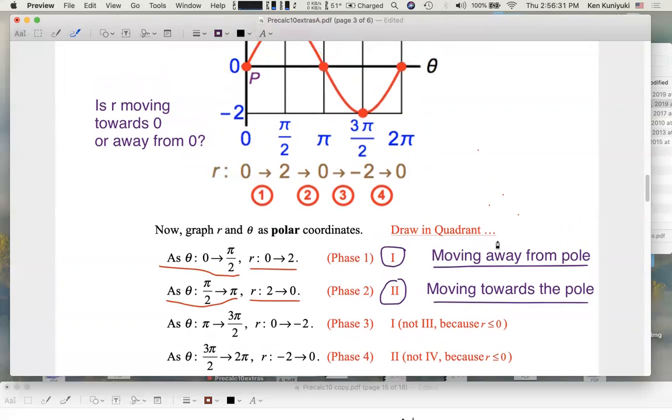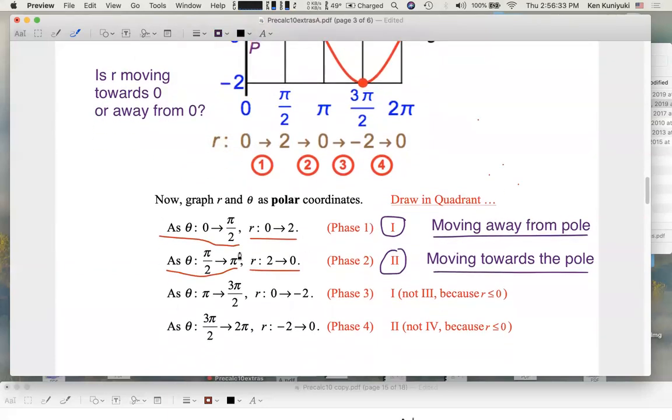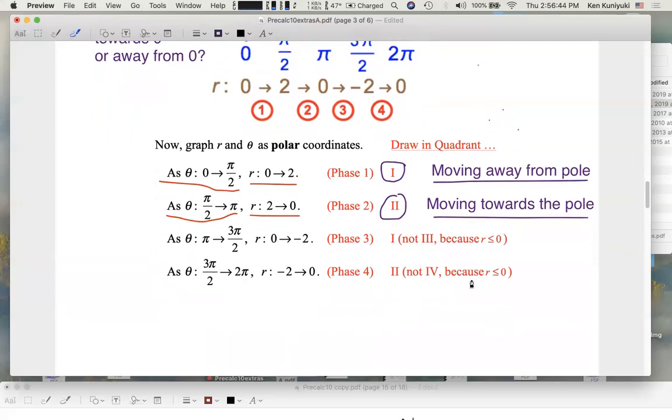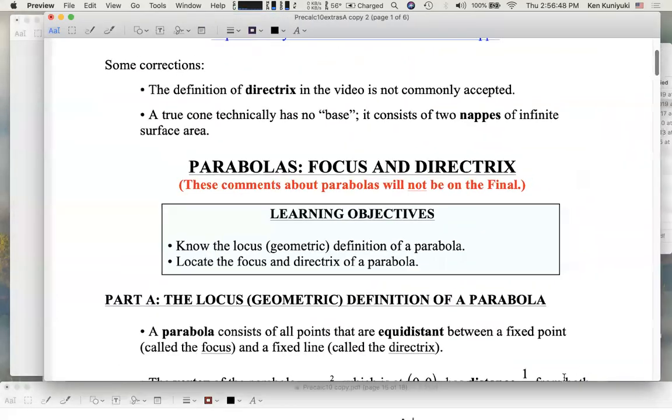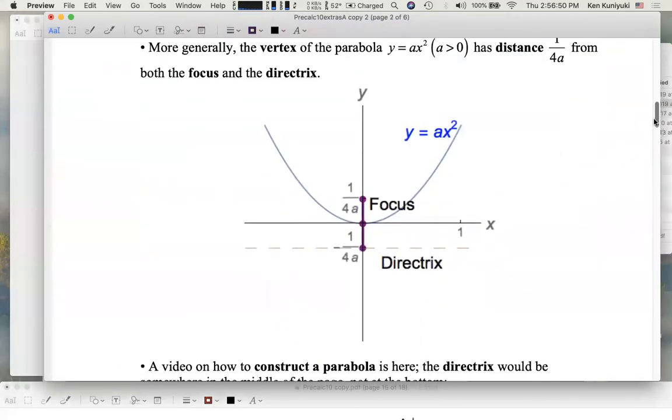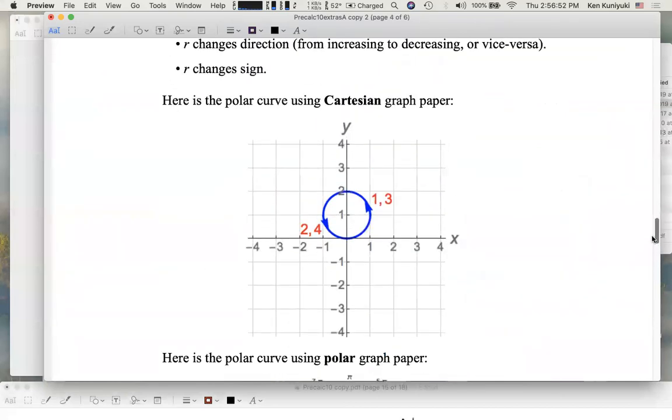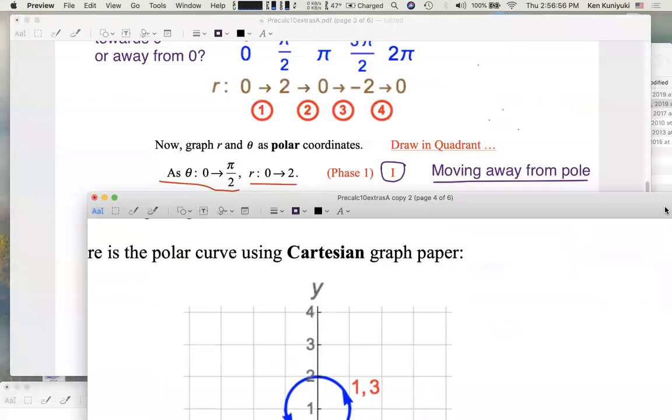All right. So let's see what we have so far. First, r increases from 0 to 2. We're moving away from the pole in quadrant 1. Then r decreases from 2 to 0 in quadrant 2. We move towards the pole. So let's look at the graph we get, first using Cartesian graph paper, and then in polar.